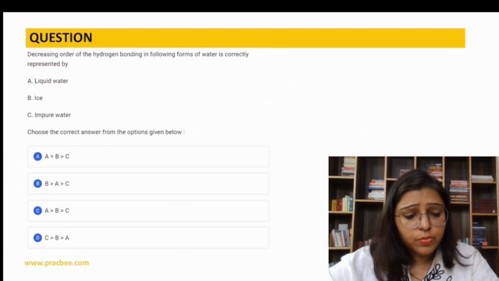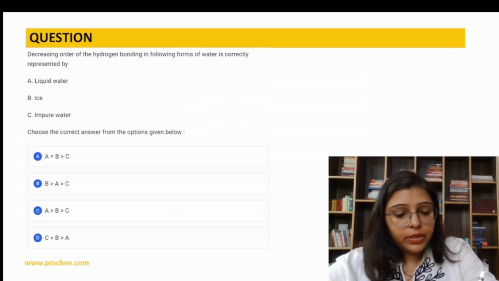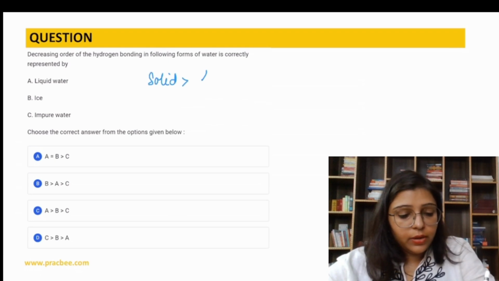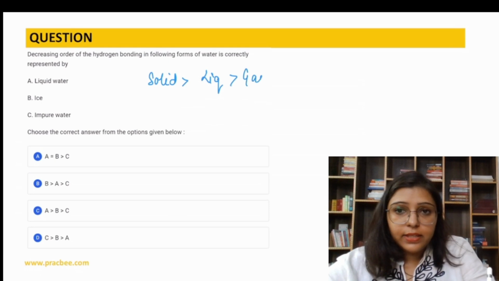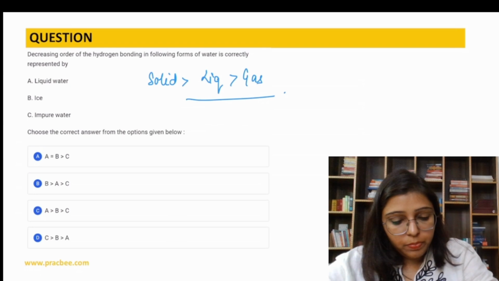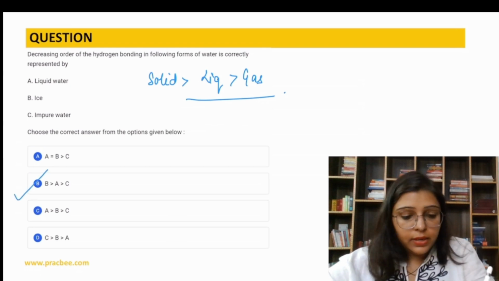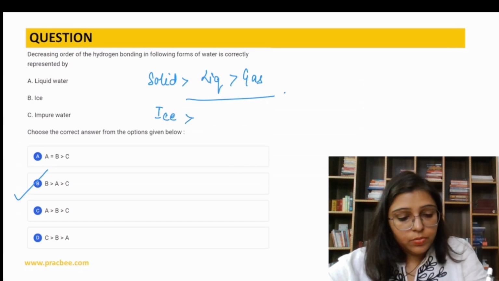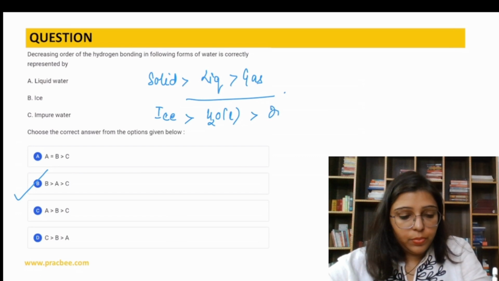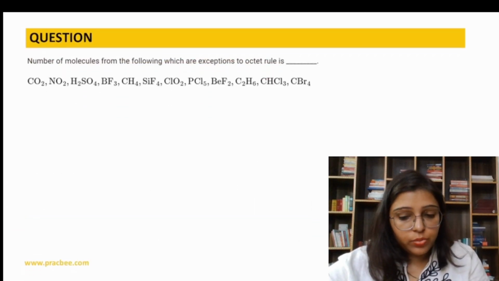Decreasing order of hydrogen bonding in following forms of water. So hydrogen bonding is state dependent. So it is more in solid state, then in liquid state, and then in gaseous state. So on the basis of that, we can say answer is going to be B, A, and C. It means in ice we have more hydrogen bonding than water in liquid state, and then in impure water. Okay. Now let's do the next question.